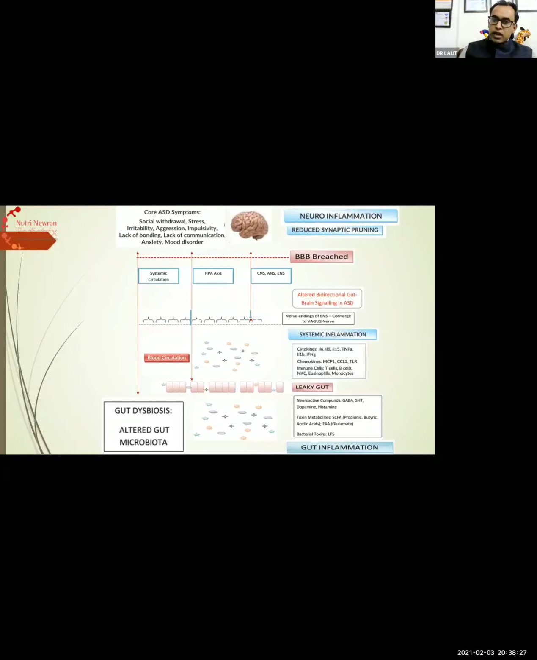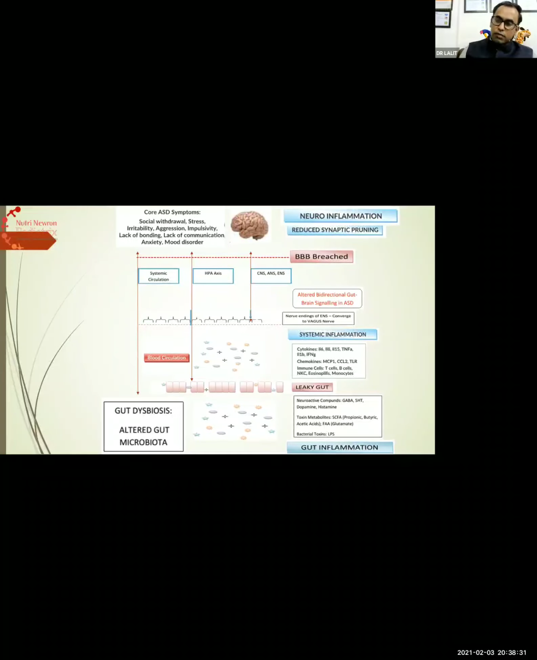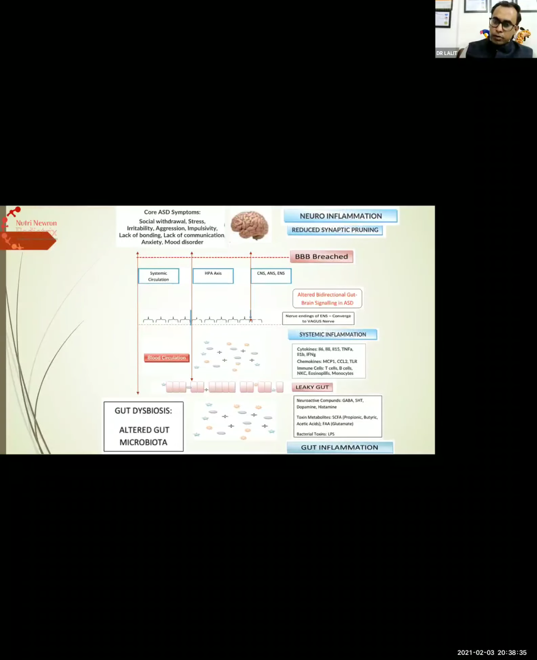That is why, till date, we are not able to figure out the exact treatment protocol for autism. We have to make approaches. There is no such treatment. We have to make approaches as per the individuality of the child.